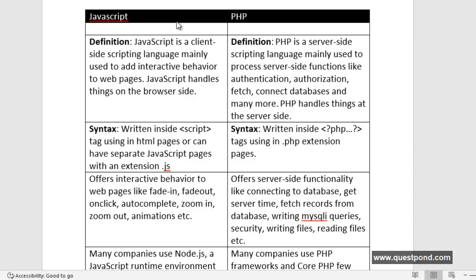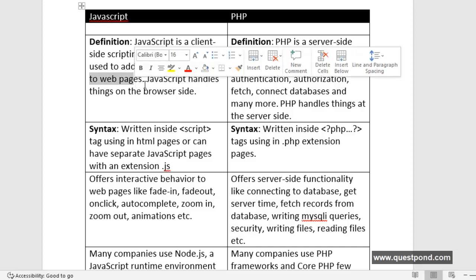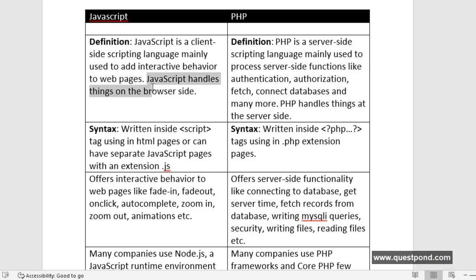So you can see that if you want to add interactive behavior to the web pages, or if you want to work on things on the browser side, then use JavaScript. JavaScript is mainly focused on the browser side to add interactive behavior, whereas if you want to do authentication, authorization, connecting to the database and many more things, then use PHP. Okay guys, so this is the definition.